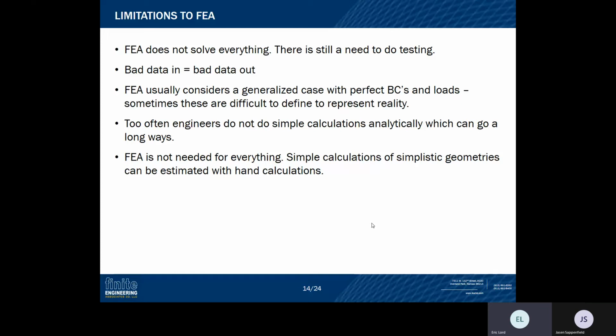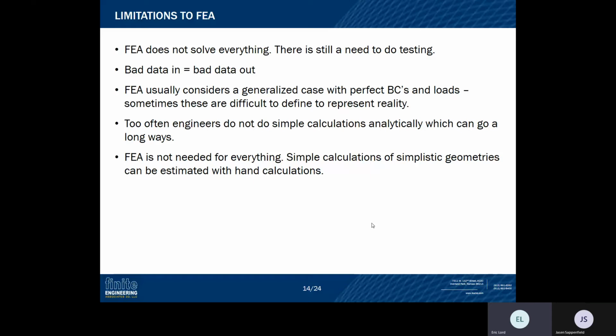But too often engineers do not do simple calculations analytically, which can go a long way. A lot of people will say, well, we have FEA, we have powerful computers, let's just feed everything into it. I have a beam that's in cantilever, I want to load it and see what the stresses are. There's no need to use FEA for something like that. That's way too simplistic. We have equations to solve that, already derived for us. So these are examples of where we would not use FEA.